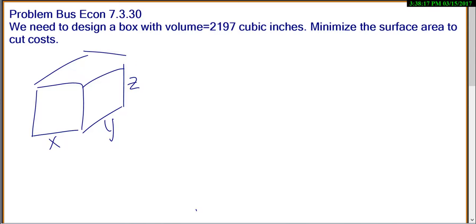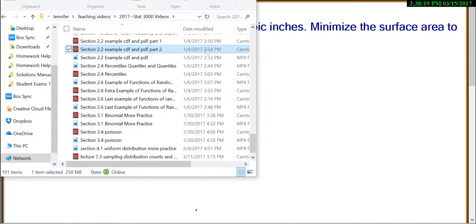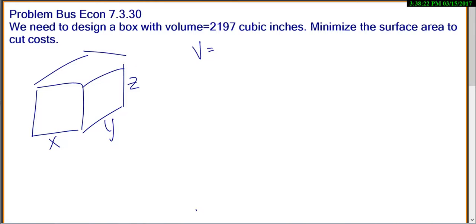We know that our volume is supposed to be 2197. And usually volume for a rectangular prism, a rectangular box like this, would be x times y times z. So let's write this down. This would be our constraint equation. Just like when we did this with fewer variables, you're going to have a constraint equation and an objective equation. Okay, then we're going to look at our surface area, which I'm just going to call A. We want to minimize that.